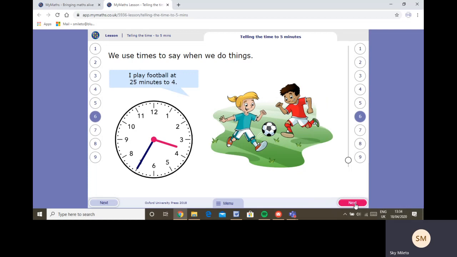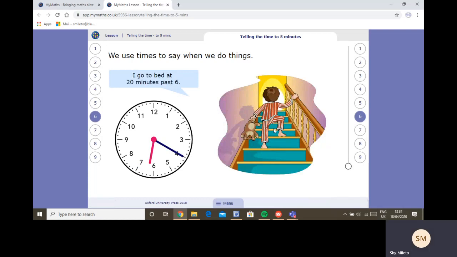He plays football at 25 minutes to 4. So it's not after 4 o'clock. It's 25 minutes until it will be 4 o'clock. Maybe he's just left school and he's gone to play football straight away. And he's saying he goes to bed at 20 minutes past 6. Okay, so you can see it's on this side of the clock. It's past the hour. 5, 10, 15, 20, pointing at the 4, 20 minutes past 6. That's quite early to go to bed, but maybe he's very tired today.